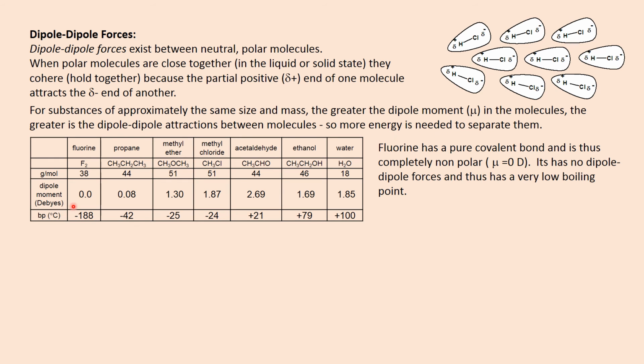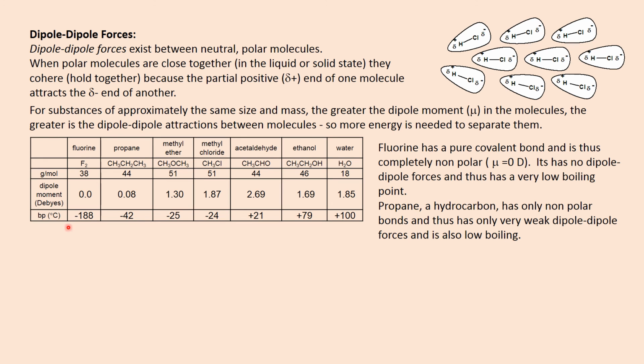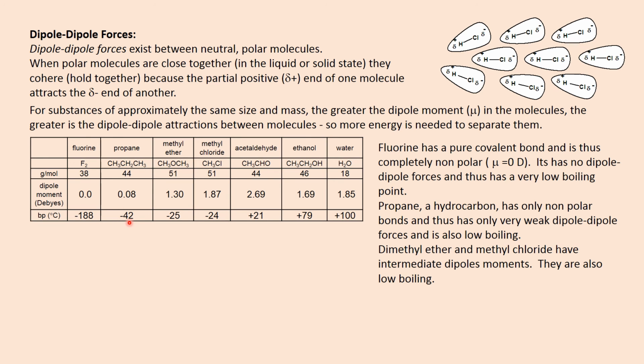Therefore, a higher boiling point is seen. So here, fluorine, which has a pure covalent bond, has a dipole moment of 0. It's completely nonpolar. It has a very low boiling point, minus 188 Celsius. For propane, a hydrocarbon, it only has weak nonpolar bonds. It has a very small dipole moment, albeit larger than fluorine. It also has a very low boiling point. Dimethyl ether and methyl chloride have intermediate dipole moments.